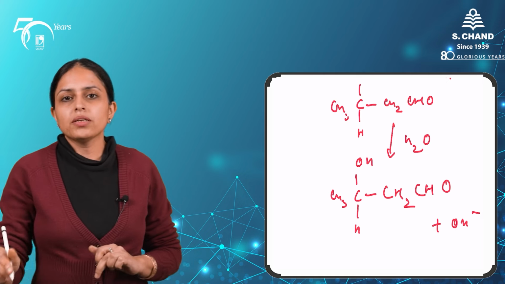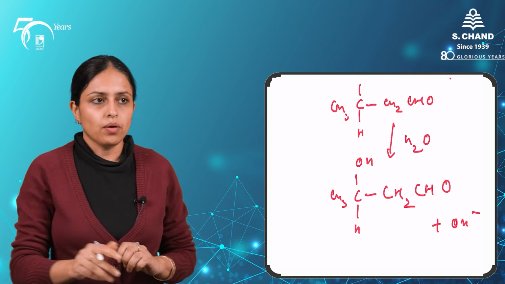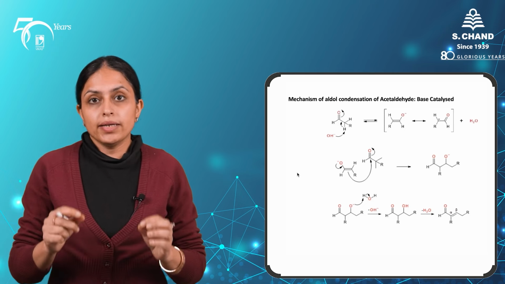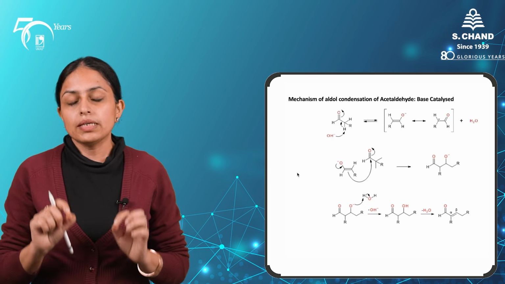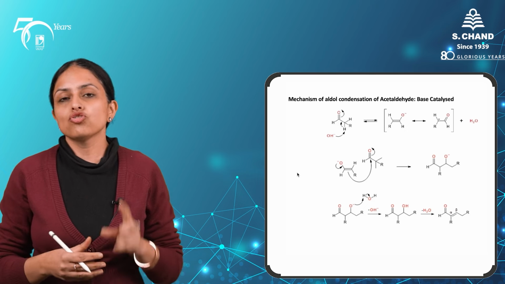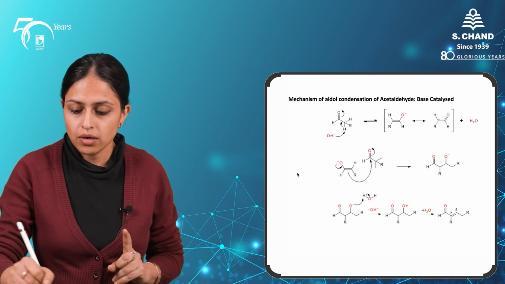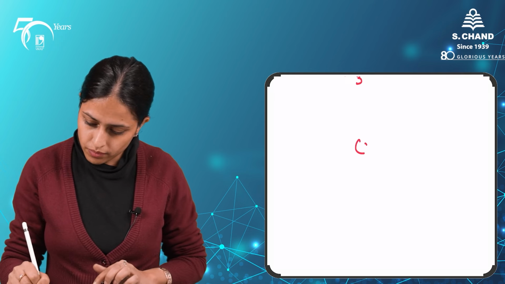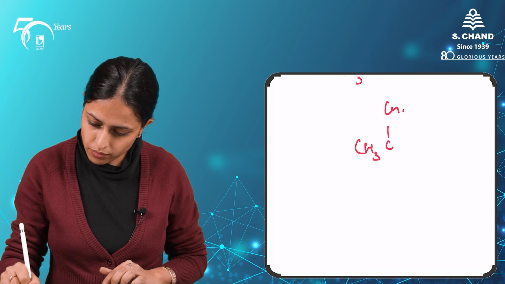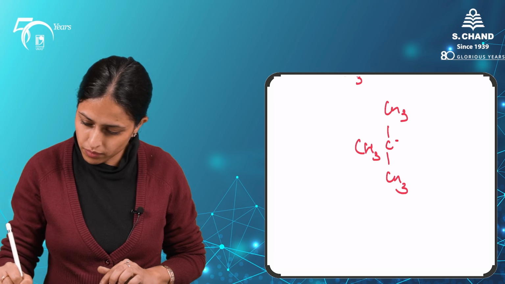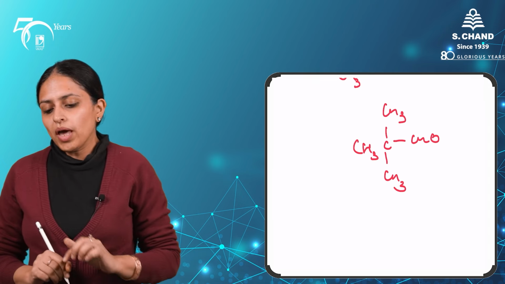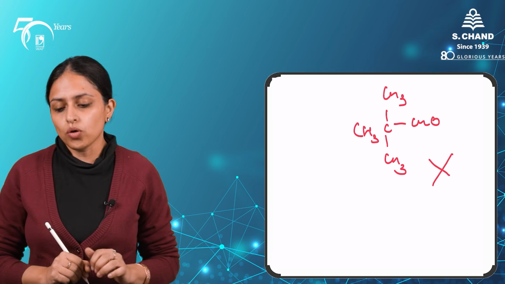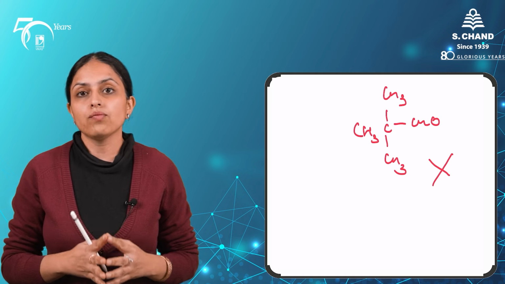So the product is beta hydroxyaldehyde. Alright. So whenever the aldol condensation takes place between the two aldehydes, the requisite condition is that your reactant should have alpha hydrogen atoms. If your compound, say for example, is this type of compound, it will not give any product under the conditions of aldol condensation. Why? Because there is no alpha hydrogen.